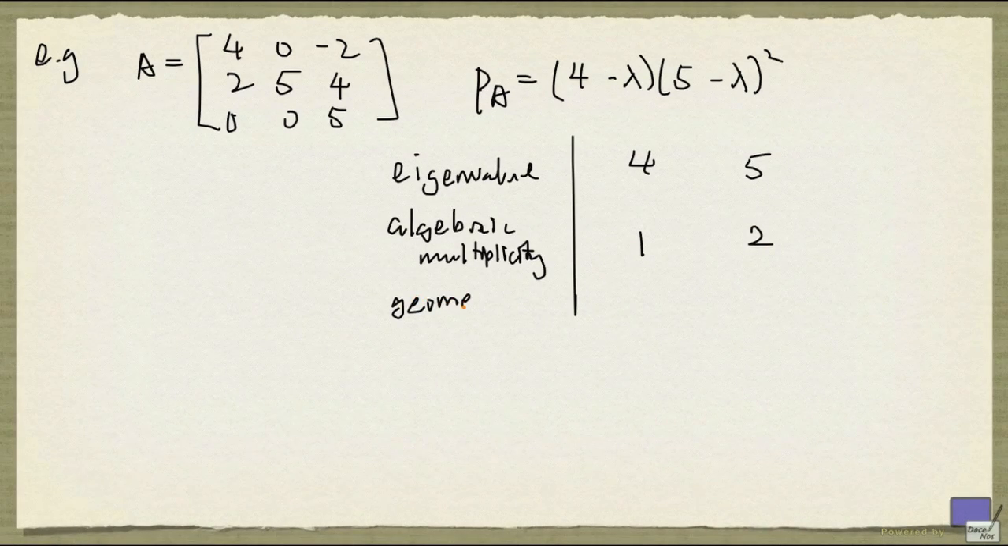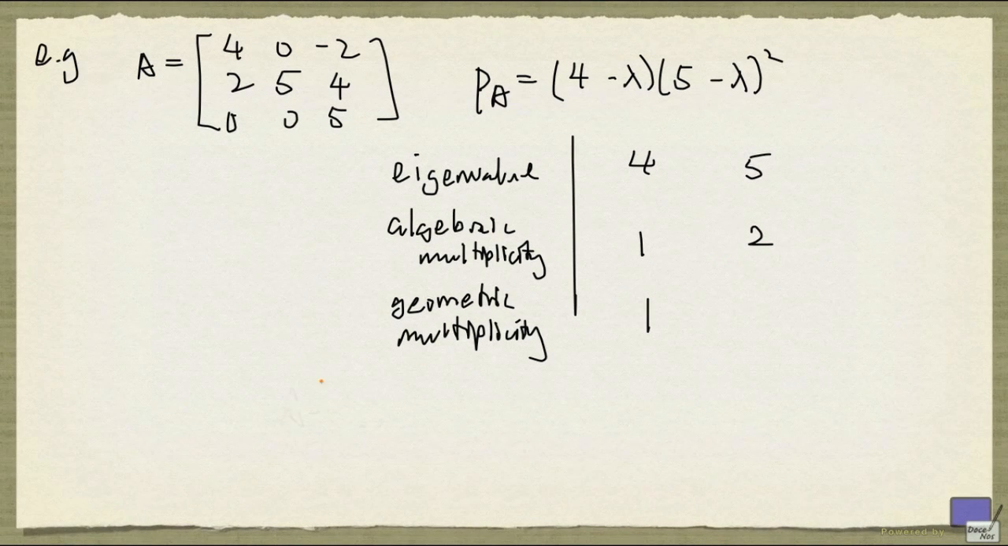We want to find out the geometric multiplicity of these eigenvalues. The geometric multiplicity for 4 is simply 1, because by definition the geometric multiplicity cannot be 0 and it cannot exceed the algebraic multiplicity, which in this case is 1. So the geometric multiplicity must be 1.